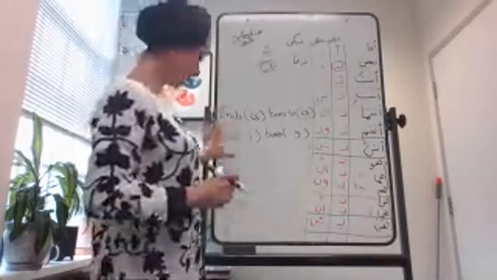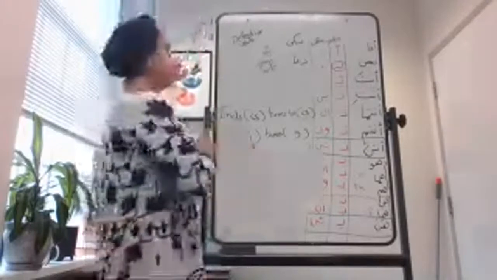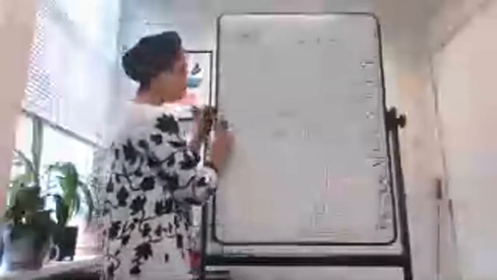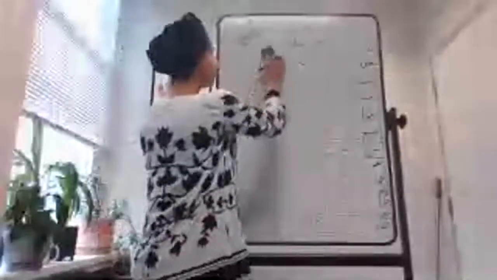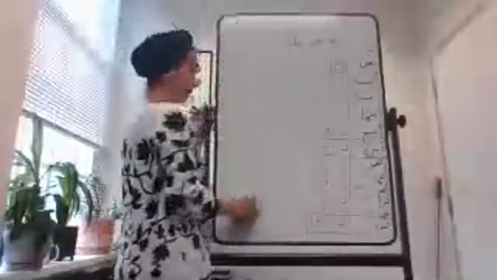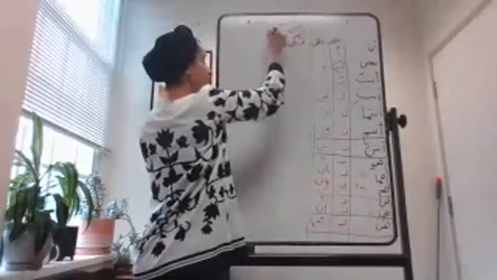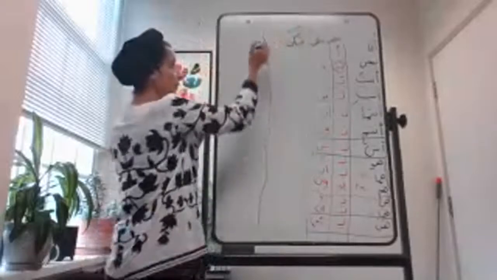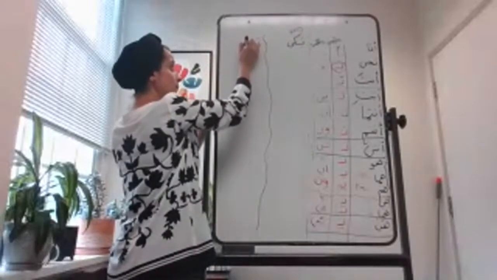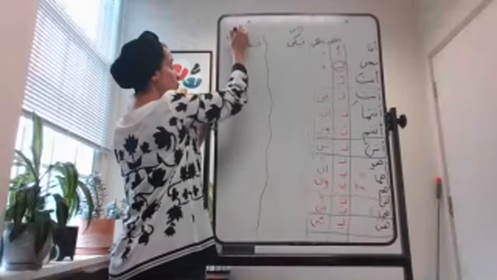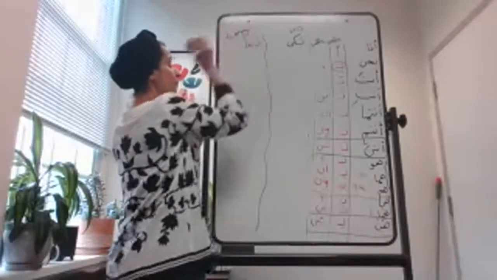So we're going to conjugate both verbs: the one that ends with a broken alif and the one that ends with a long alif. I'm going to start with the verb baka, which means to cry, and the verb da'a, which means to pray or to invite.